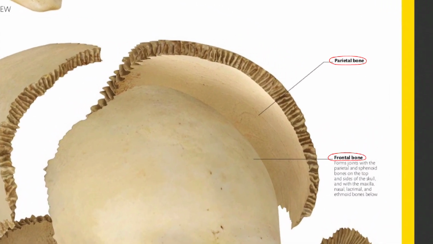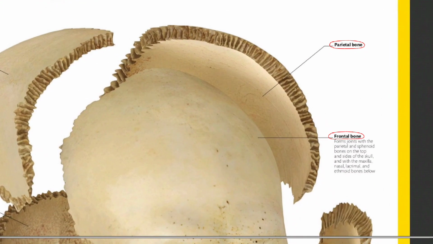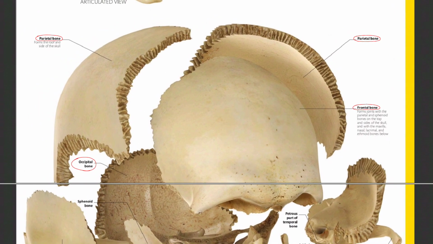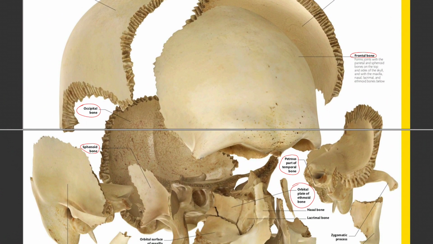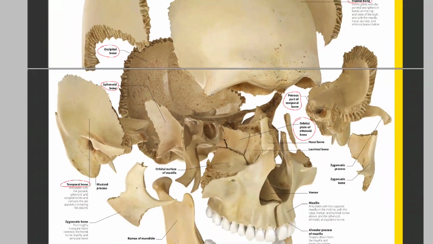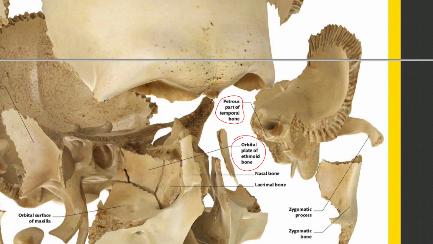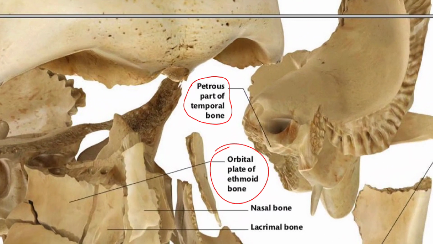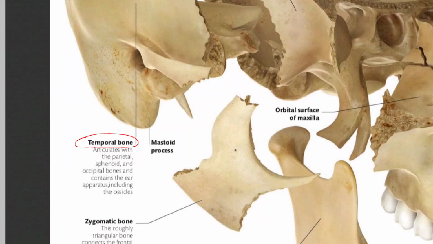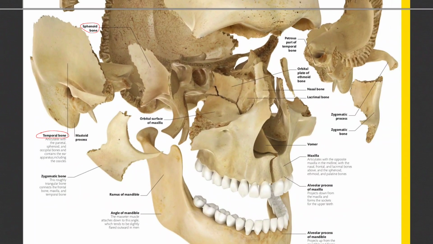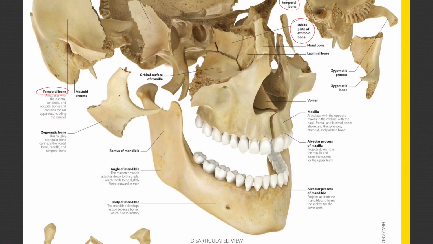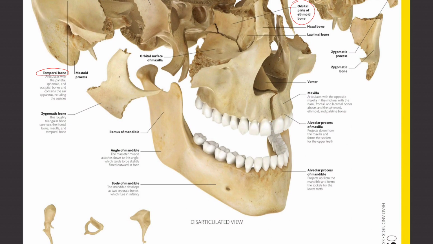So now this is a parietal bone, and this one the frontal bone. Then parietal bone, occipital bone, the sphenoid bone, temporal bone, ethmoid bone. Then over here, temporal bone. And the face bones you prepare for the next lecture.